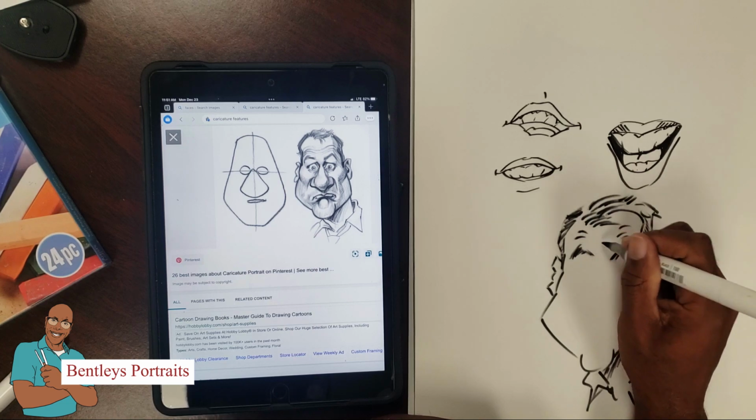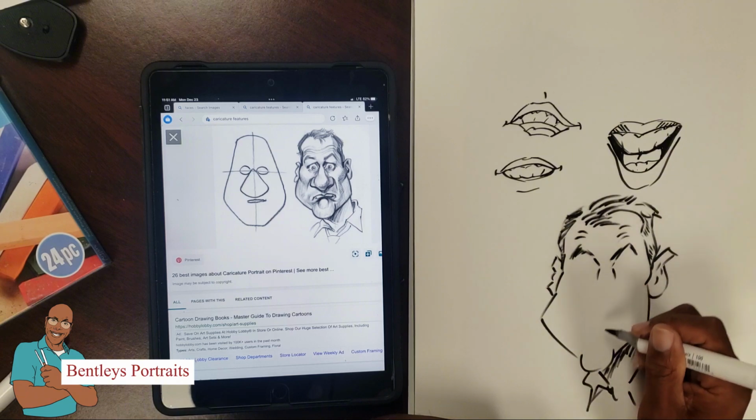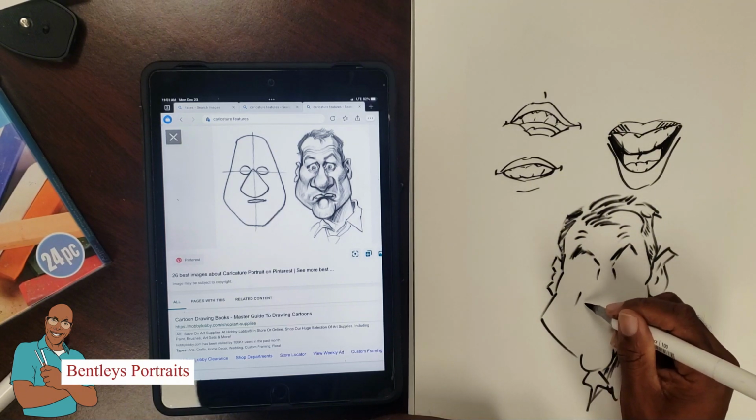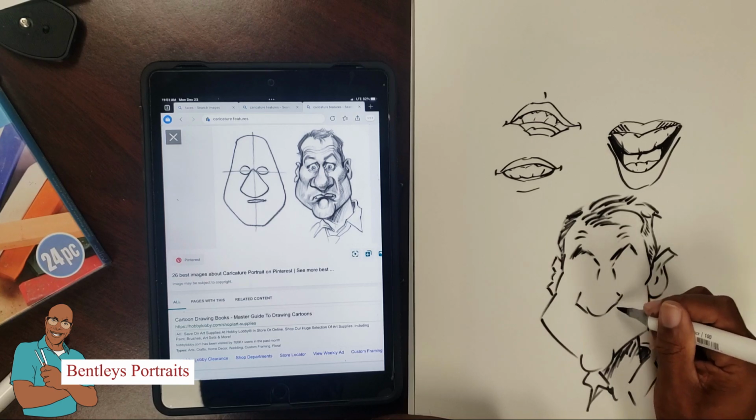Kind of drawing in the eyebrow, just getting a basic idea. In between the eyes there, he has kind of a big nose. I'm drawing a big nose.